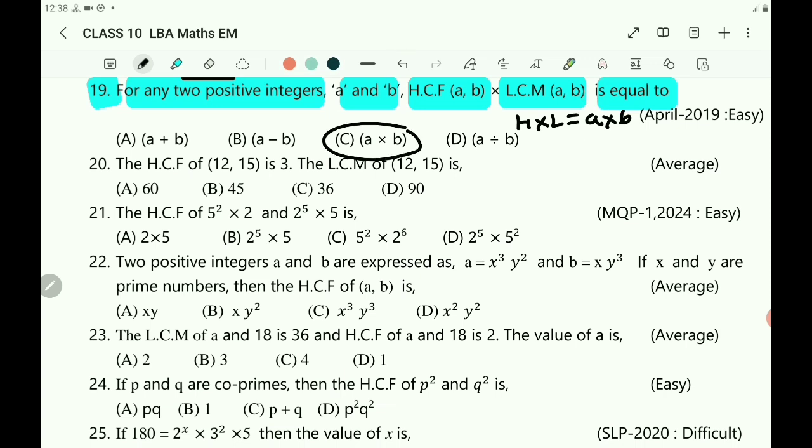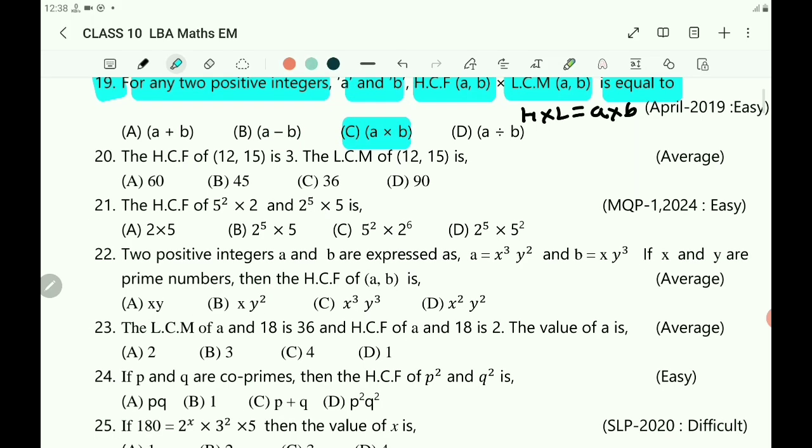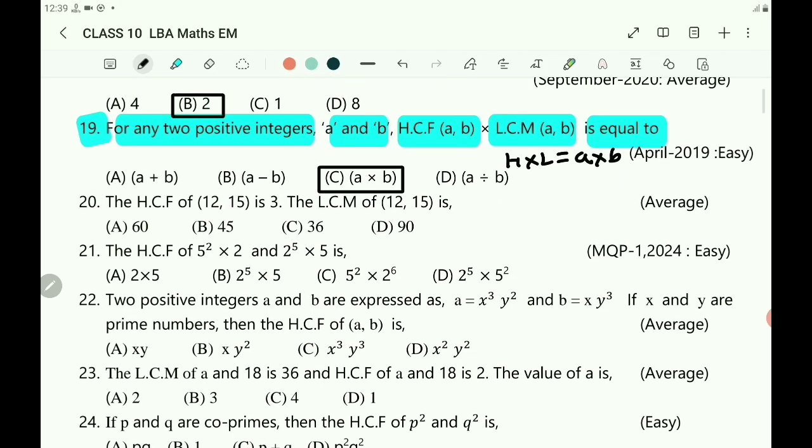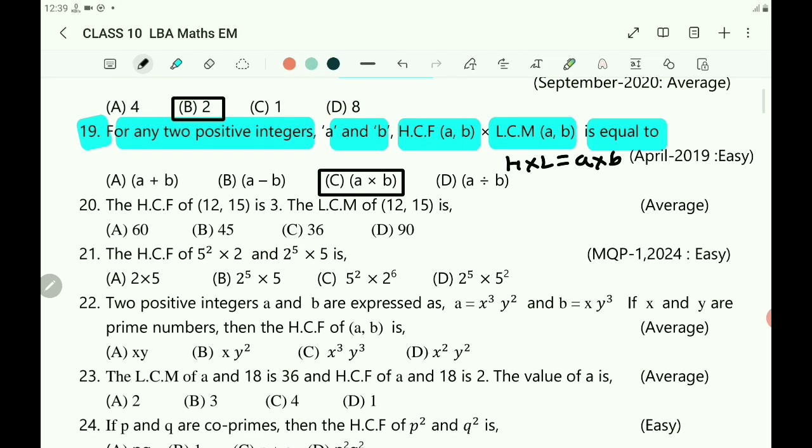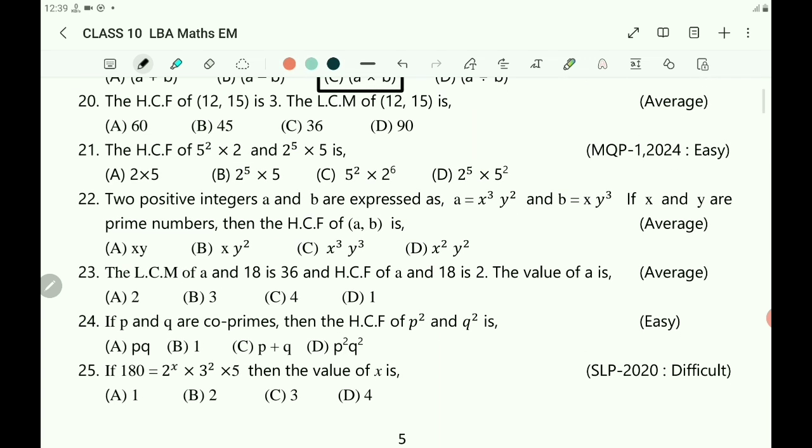Option C is there. So which are the options given here? Option A, a plus b, it is not an answer. Option B, a minus b, this is not an answer. Option C, a into b, it is an answer. Option D, a divided by b, it is not an answer. So which is the correct answer? Option C, a into b. H into L is equal to a into b. HCF of a and b into LCM of a and b is equal to a into b.